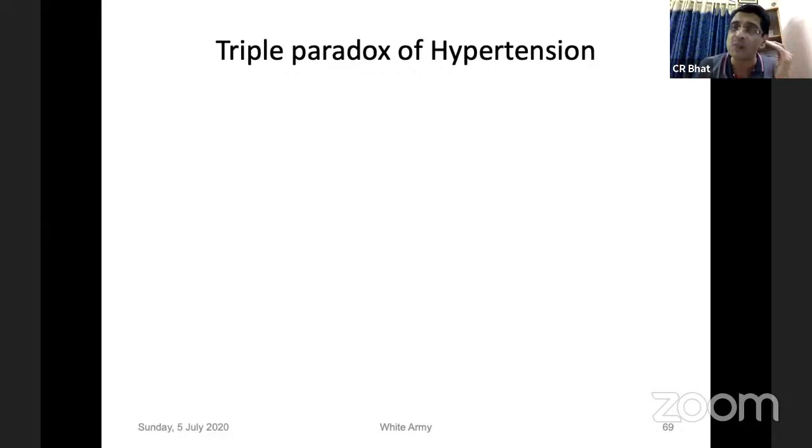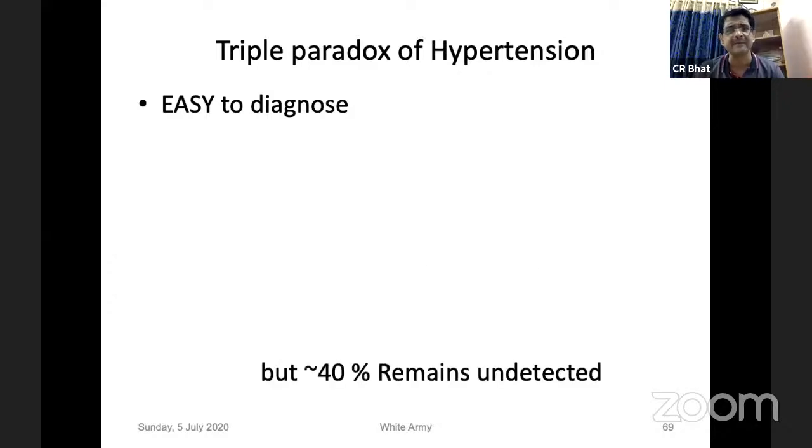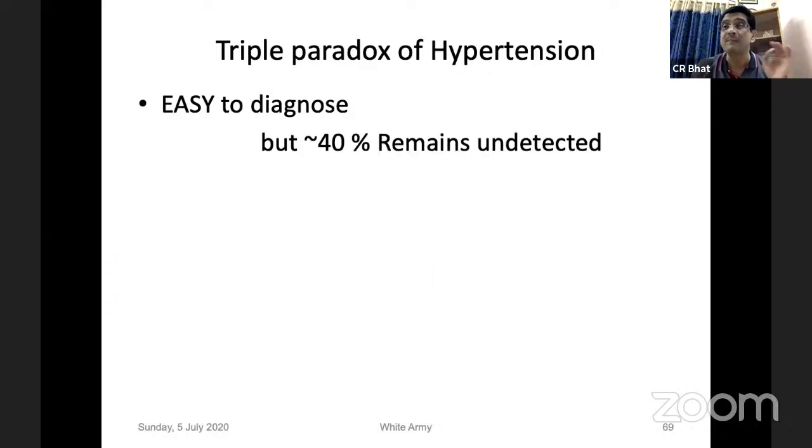In spite of all those things, we know that it's very easy to diagnose, isn't it? With simple recording of blood pressure and simple things, we can recognize high blood pressure, hypertension, and its complications. We can recognize it very easily. But 40% of hypertensives are still undetected. They are not aware, they're not detected in the community, in the population.